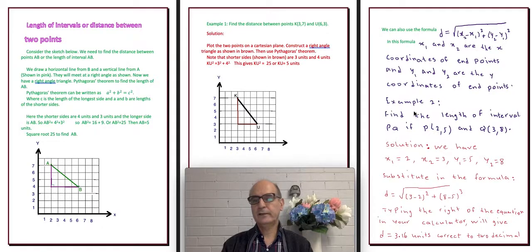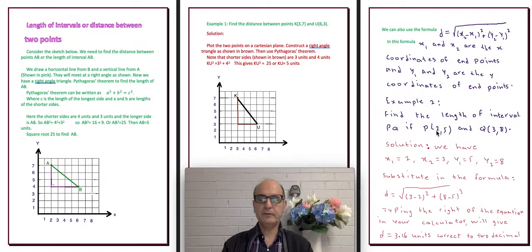Let's look at an example. Find the length of interval PQ. So they could have said find the distance from P to Q. It is the same thing. If they ask you, find the length of PQ, or if they ask you, find the distance from P to Q. All right, P has got these coordinates, 2 and 5, and Q has got these coordinates, 3 and 8.